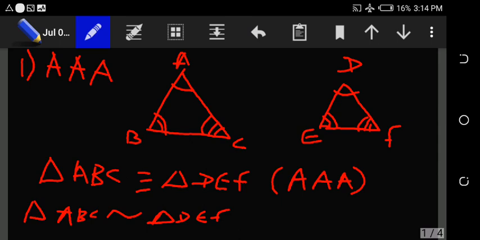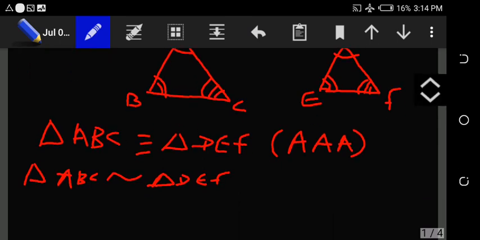All right. Now the next case, the next test for similarity of triangles, is what is called SAS. Now you might guess what this means. That is side, angle, side.